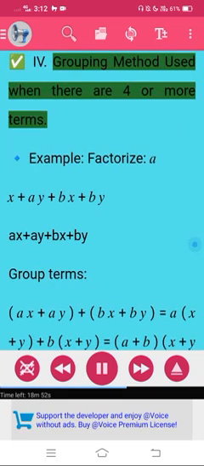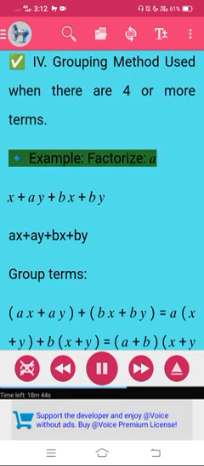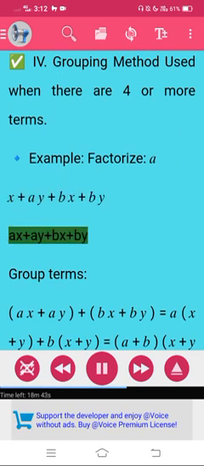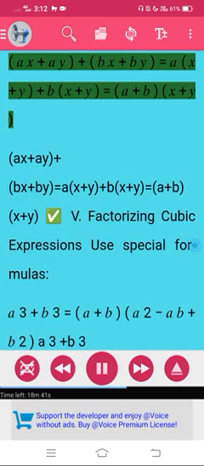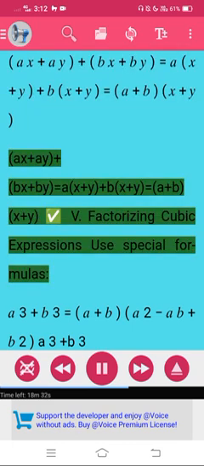Grouping method, used when there are 4 or more terms. Example: factorize ax + ay + bx + by. Group terms: ax + ay + bx + by = a(x + y) + b(x + y) = (a + b)(x + y).